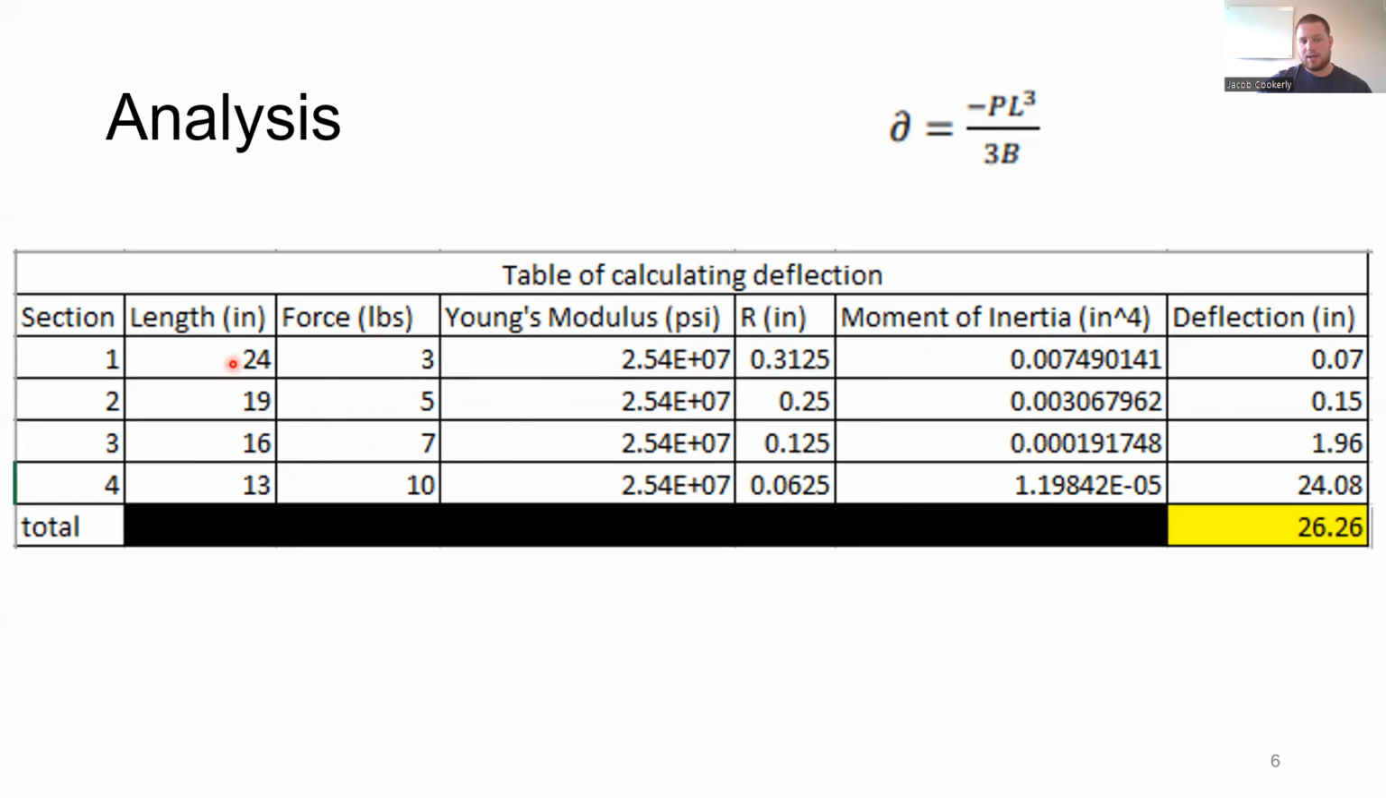And as you can see, the eyelets get closer together as you go along the rod. The deflection of the first section is 0.07 of an inch. The deflection of the second section is 0.15 inches. The third section's deflection is 1.96 inches, and the fourth section deflection is 24.08 inches.